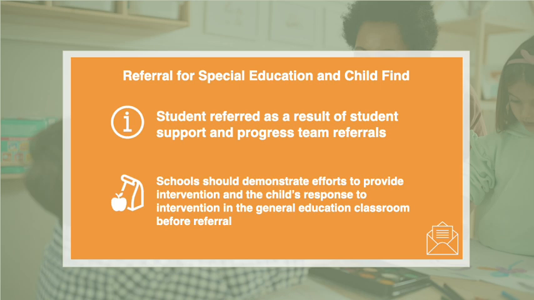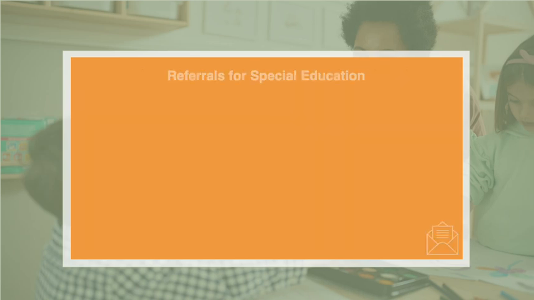Oftentimes, the resource specialist is also a member of this team, and you create goals based on your child's unique needs and say, okay, these are the ways that as a team we're going to support your child with these goals. However, if there's not progress towards those goals and your child has difficulty meeting those goals, that often is when the child is referred for special education evaluation.